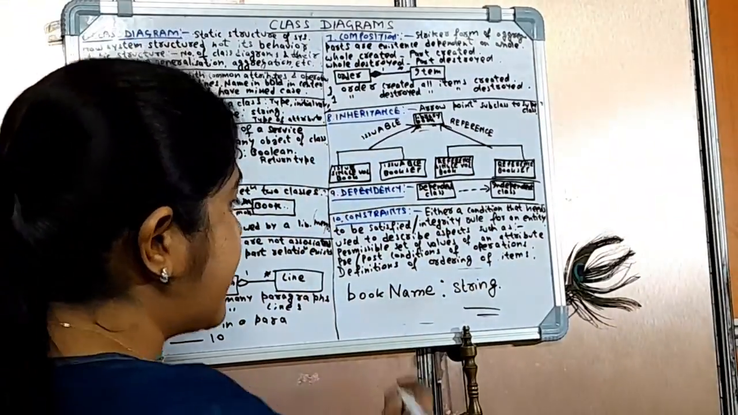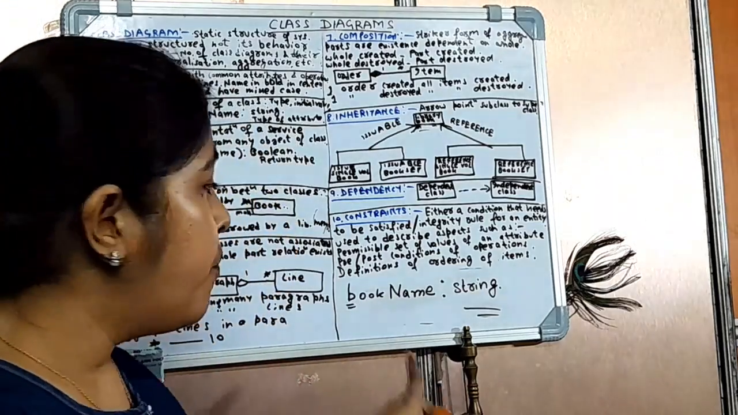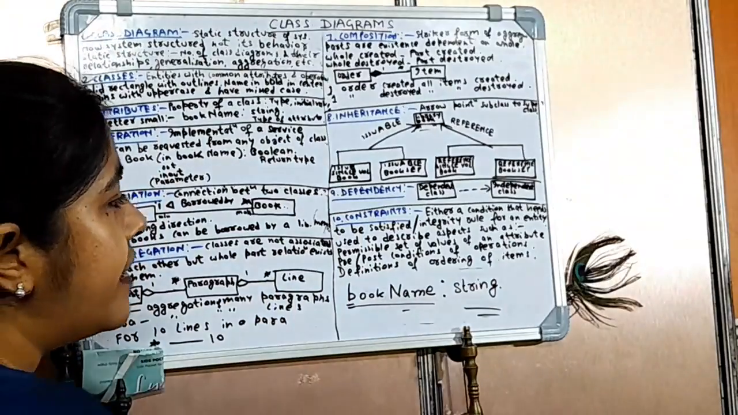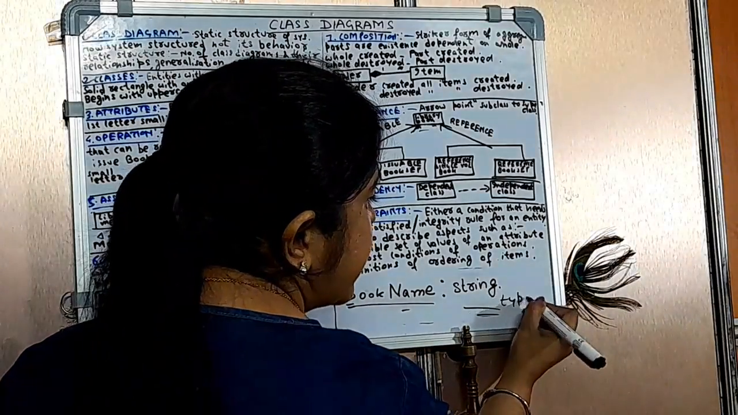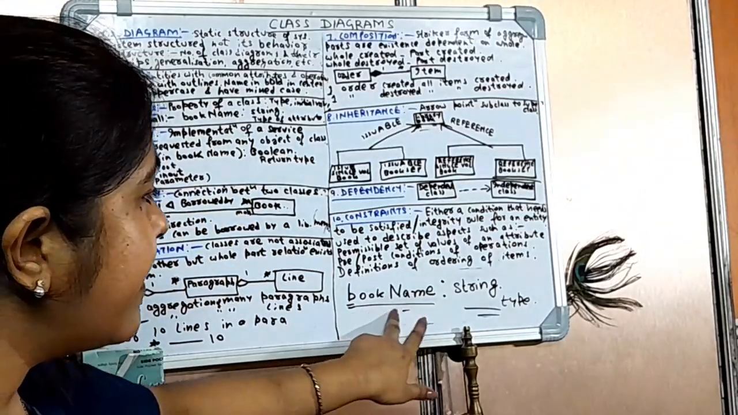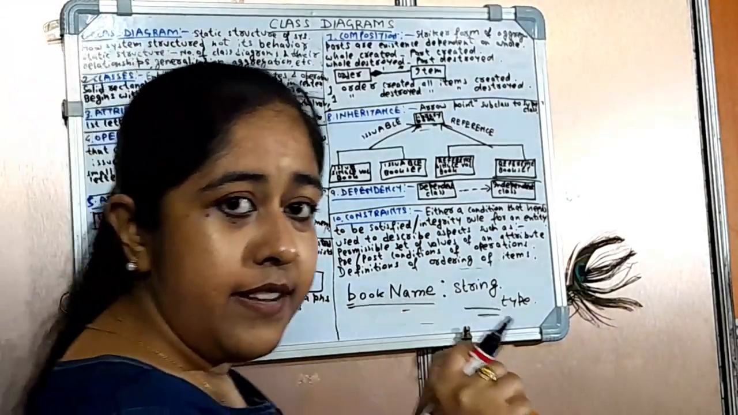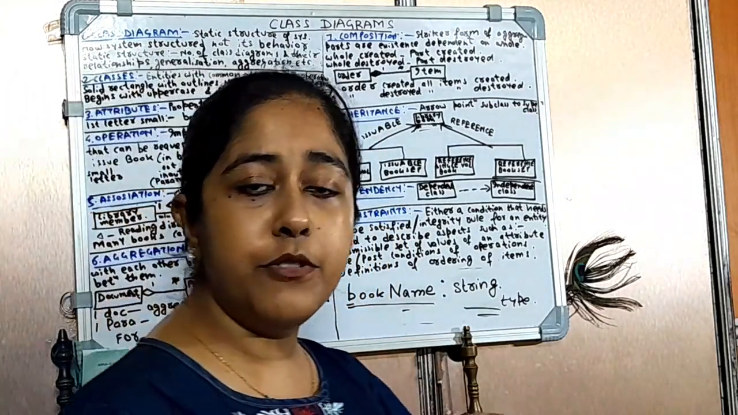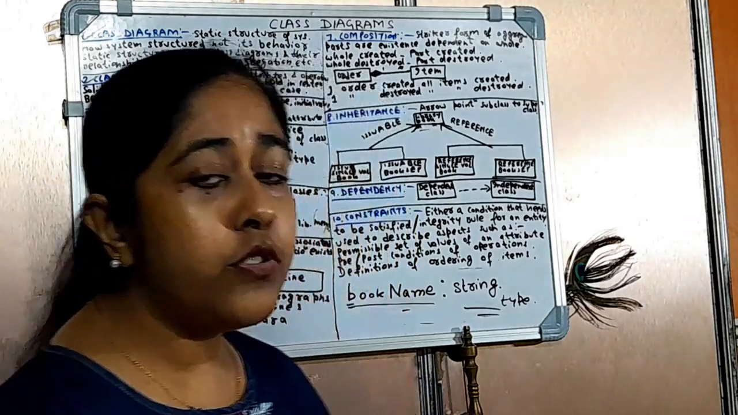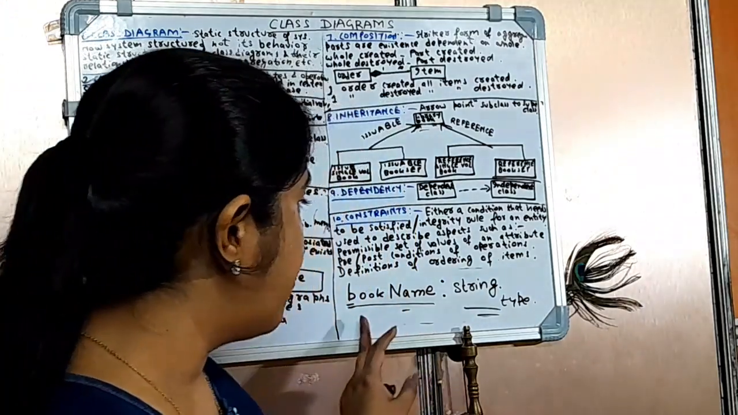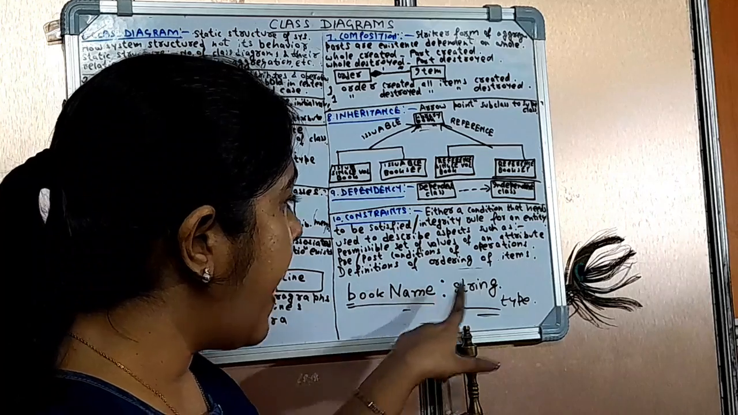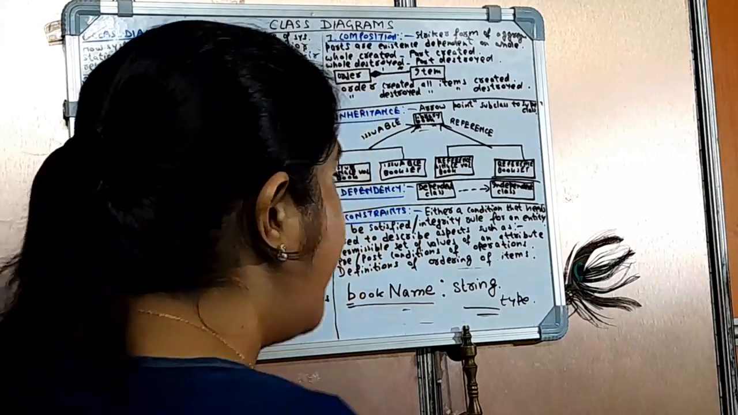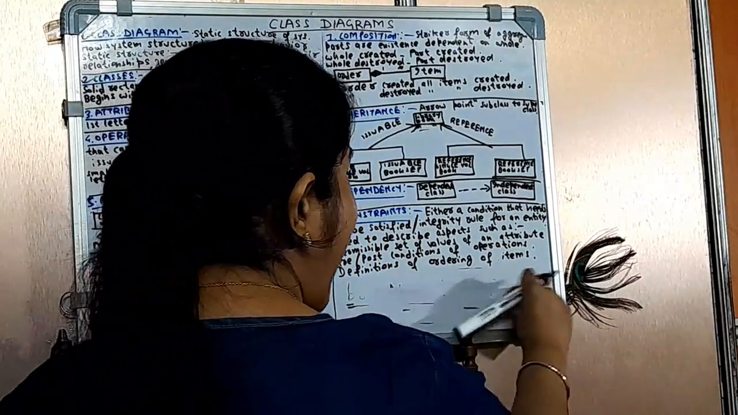Here book name, I am starting with a small letter. Book name is the whole name of my particular attribute, but string is my type of attribute. So after writing the name of the attribute, I have to give a colon and then write the type of my attribute. This is how we write a particular attribute in our class diagrams. You write the attribute name and then the type of your attribute, but in between you have to give a colon sign. This is what is there in the attribute section.